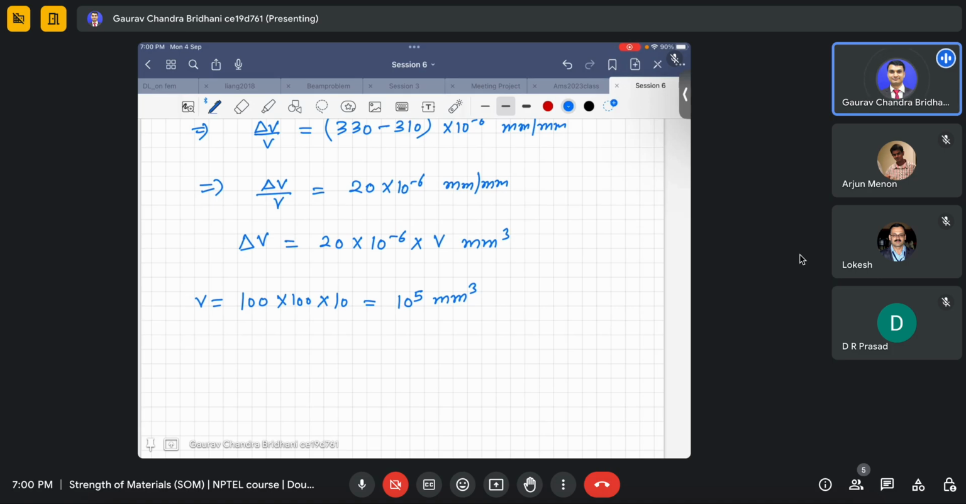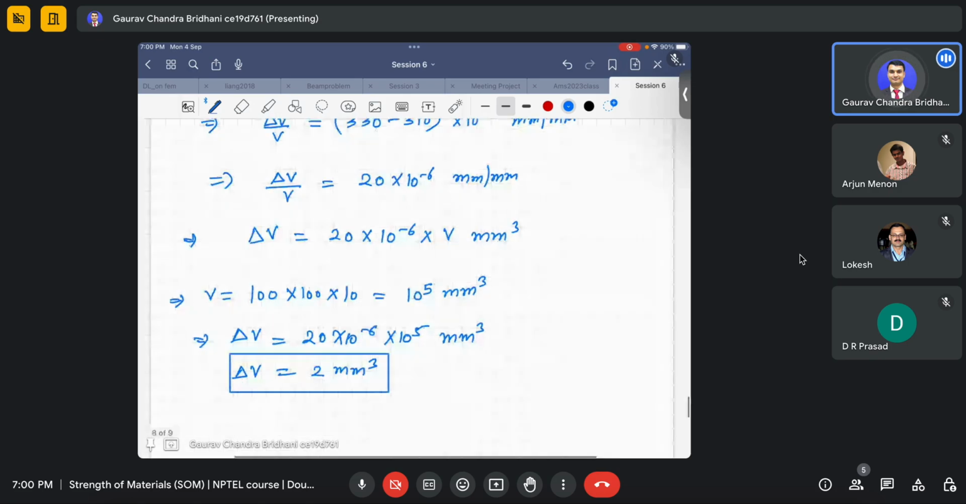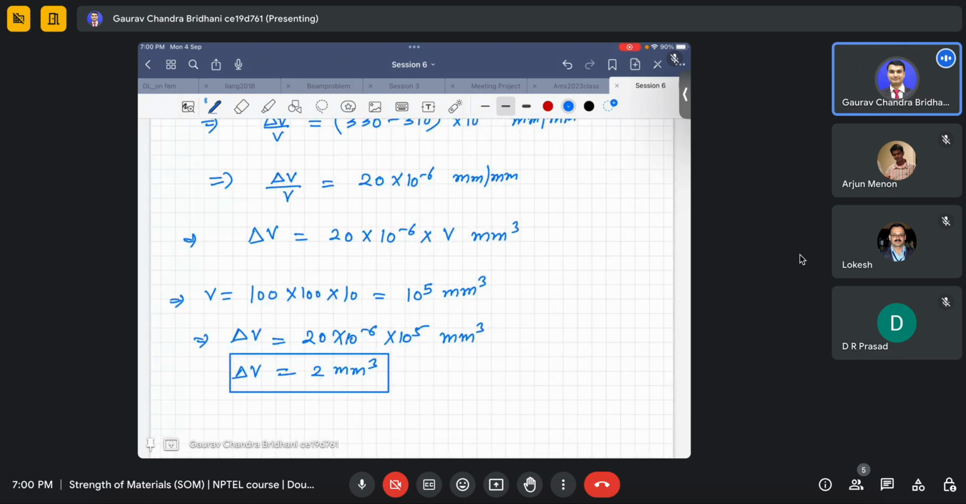Okay, the original volume. So delta V will be what? It will be 20 into 10 power minus 6 into 10 power 5 mm cube. So it becomes 2 mm cube. Correct? 2 mm cube will be the change in volume. So we found the change in volume of the plate.